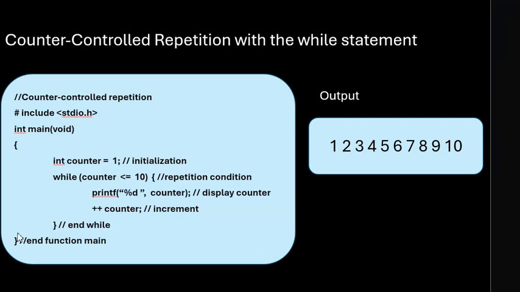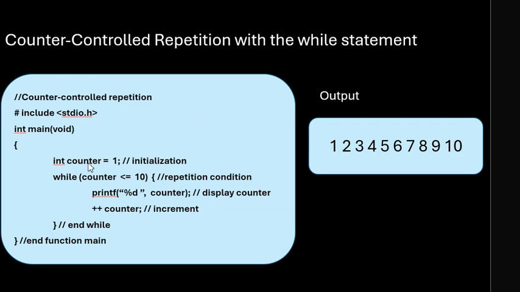Here we have an example of a while statement. Now let's go through this code. Here the count is initialized as 1. Then we have the while condition. Inside the parentheses we have the condition. That means here count should be less than or equal to 10. Then the statement, then the while comes to an end.